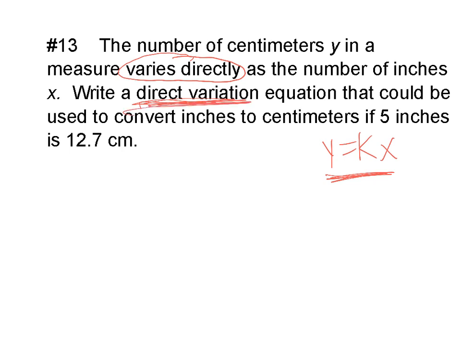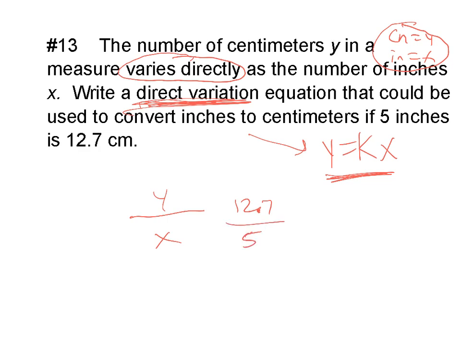It says the number of centimeters y in a measure varies directly as the number of inches x. So centimeters y, inches x. Don't forget that, okay? Write a direct variation equation, one of these guys, that could be used to convert inches to centimeters if 5 inches is 12.7 centimeters, okay? Now remember, we always want to put our y on top and our x on the bottom. So that's why I jotted this down before. We should put our centimeters on top, right, 12.7, and our inches on the bottom.